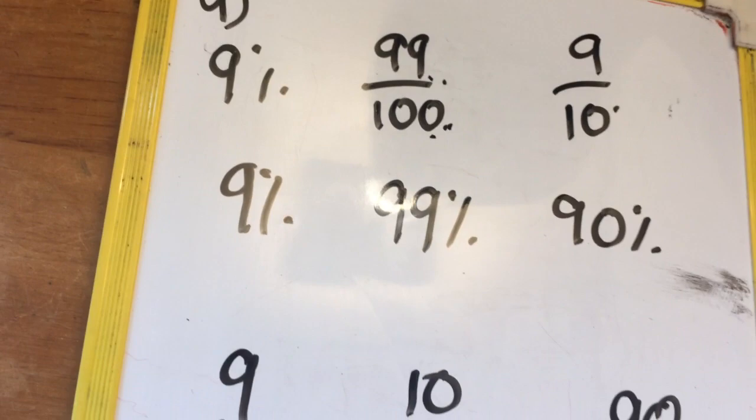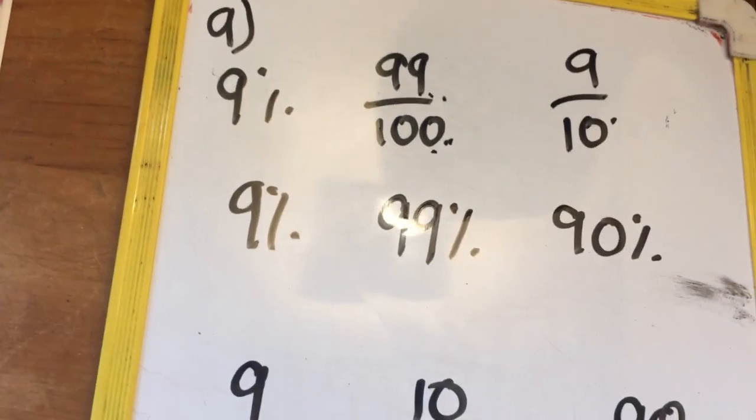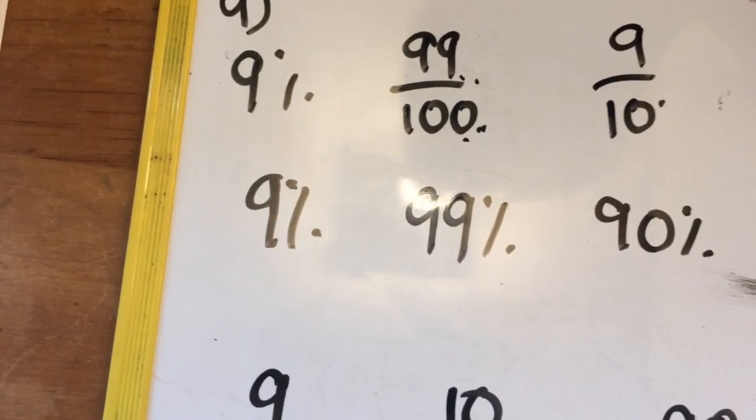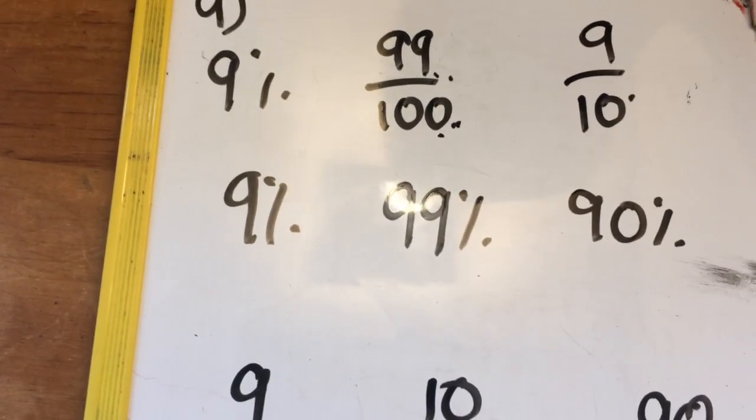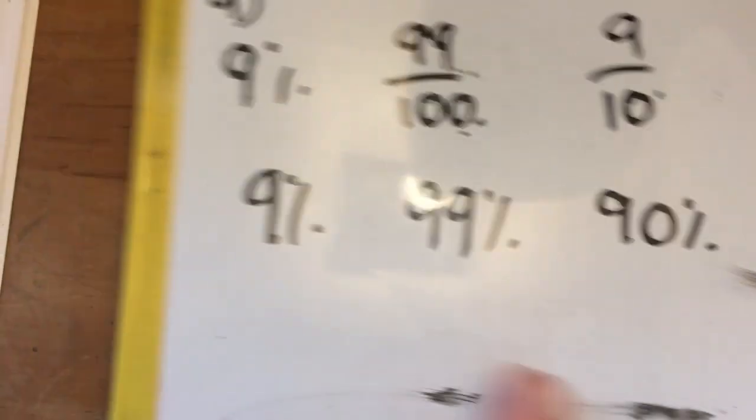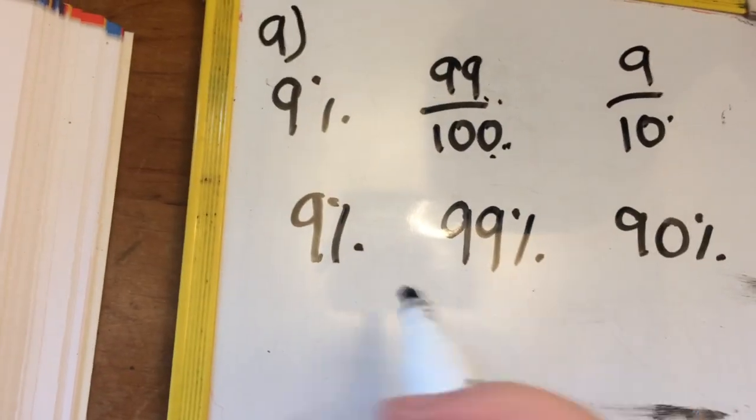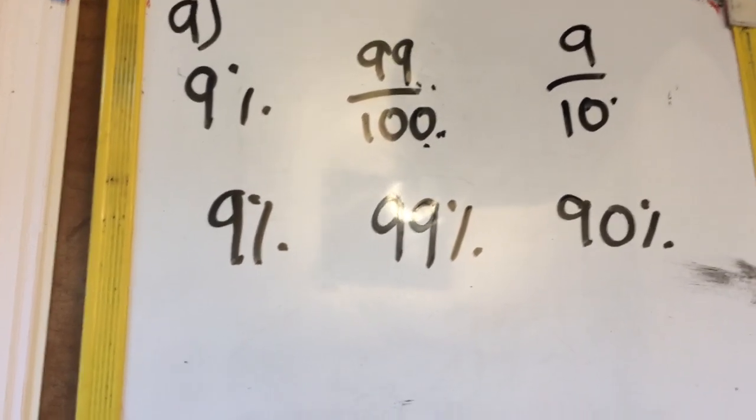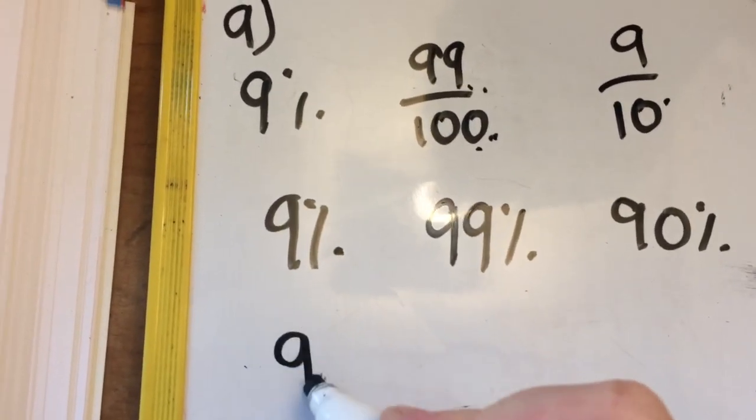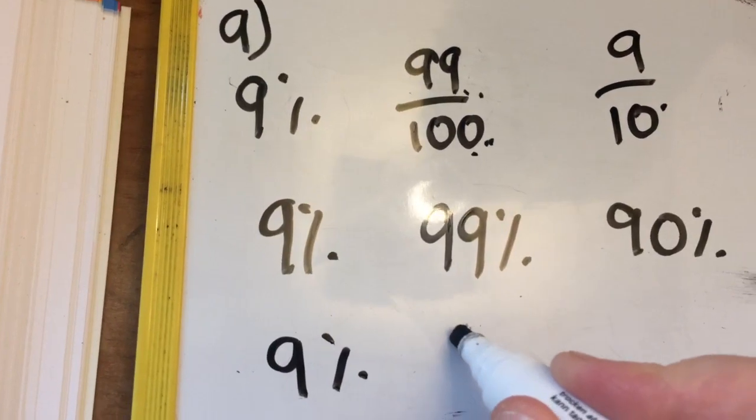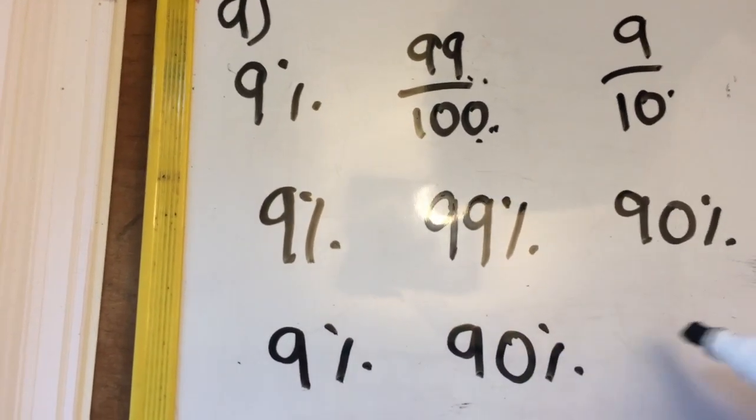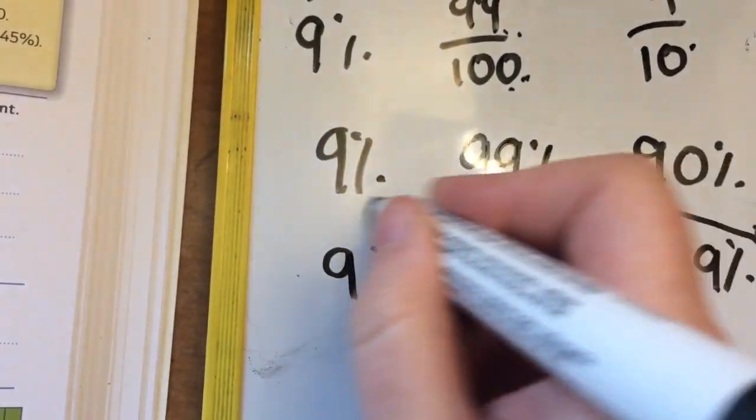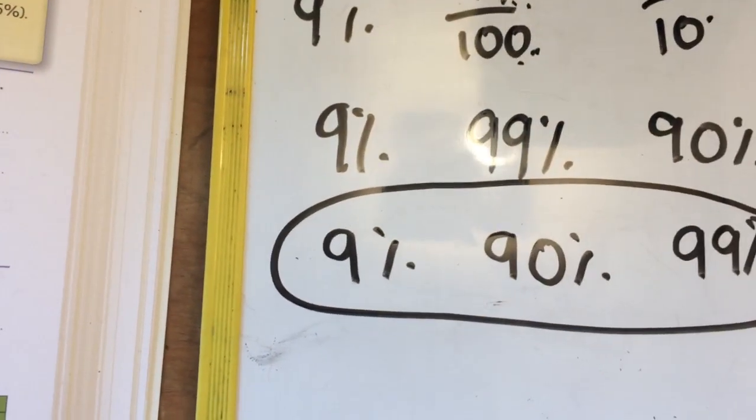Now we have our three numbers in percentage form. So what we're going to do now is order them from the smallest to the largest. Here we have 9 is the smallest, obviously, and then what comes next? 90%, and then the other one is 99. So this is how you would write your answer: 9, 90, and 99. So that is your answer, starting from the smallest to the largest.